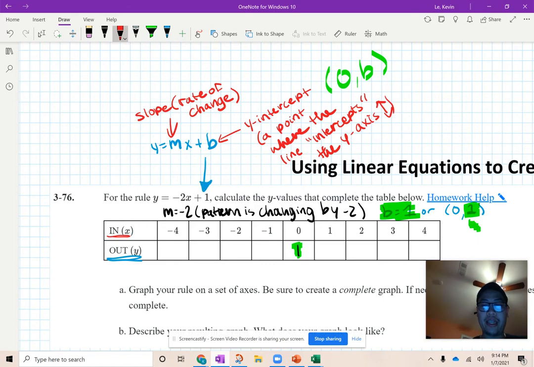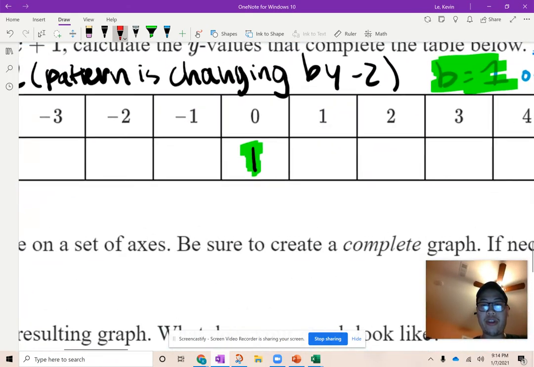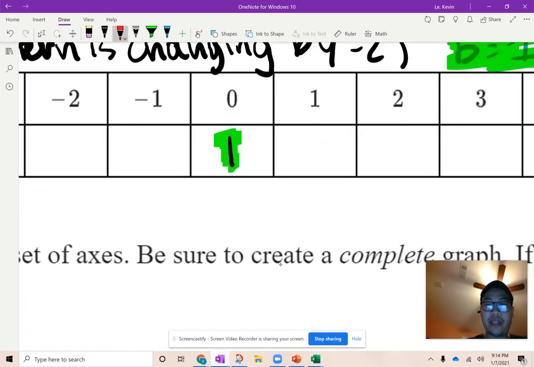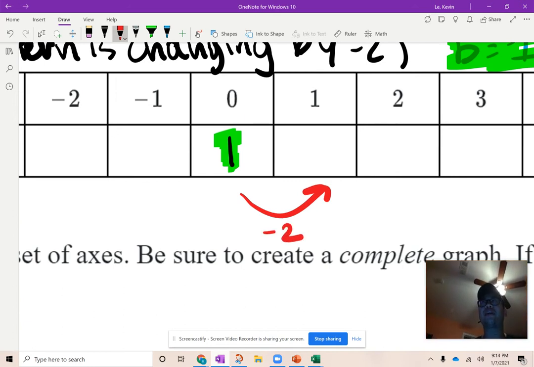So why don't we write that out? So I'm going to write over here, Mr. Lay says it's changing by negative 2. So let's see, 1 minus 2, if I had to think about it. So it's going to be, take away 1 is 0, and take away 2 is negative 1, I'm sorry.